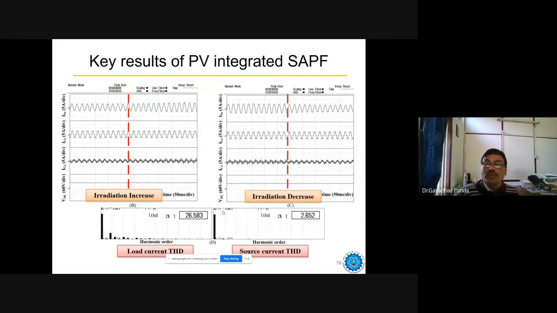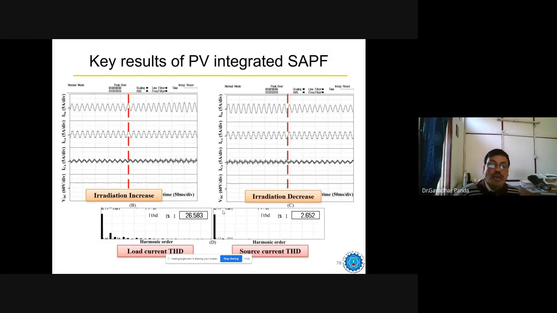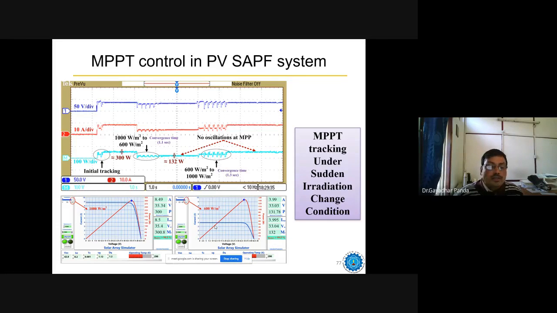This is also a few results that you can check, how the harmonics are reduced. Without the PV assisted active power filter it is 26.58, and with the PV assisted active power filter it is 2.652. And here the control technique we have taken, I think, is Kalman filter based MPPT, and the other control technique I do not remember exactly.